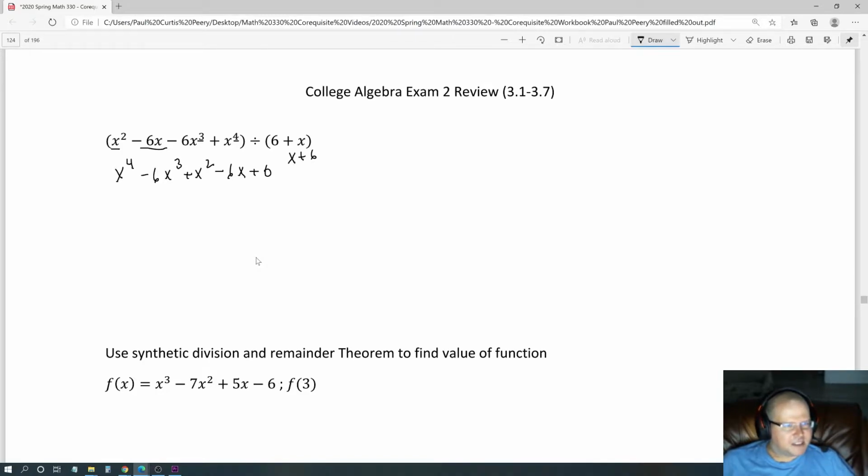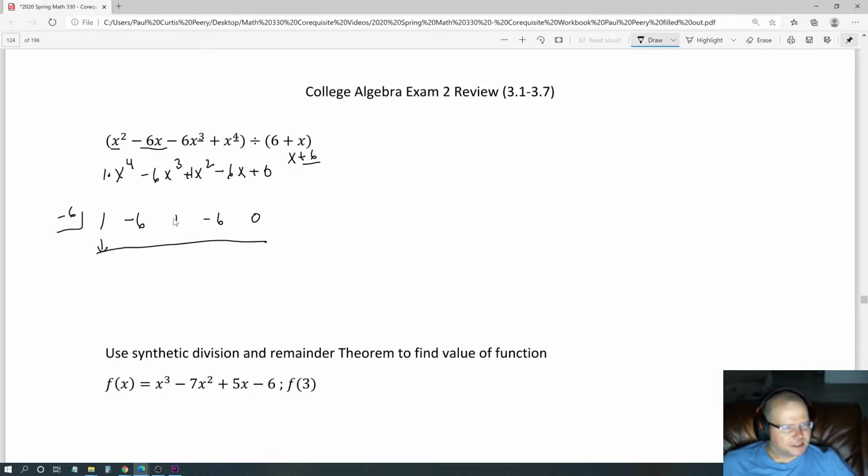Okay, now we just need to bring down the coefficients, right? So we're going to put a 1, minus 6, plus 1. We don't need to put a plus there, though. Then we put in minus 6, and then we can put a 0 there. All right, here we go. Now, the number that we put there is going to be the opposite sign of that right there, so it's going to be a negative 6. Cool. So we bring down the 1.